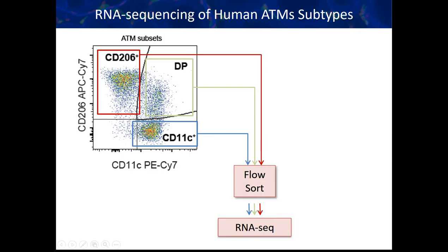Okay, so what more can we learn? We wanted to do RNA sequencing of each of these three subtypes to try to capture an unbiased view of what's going on in these cells, and can we better define what their function is?